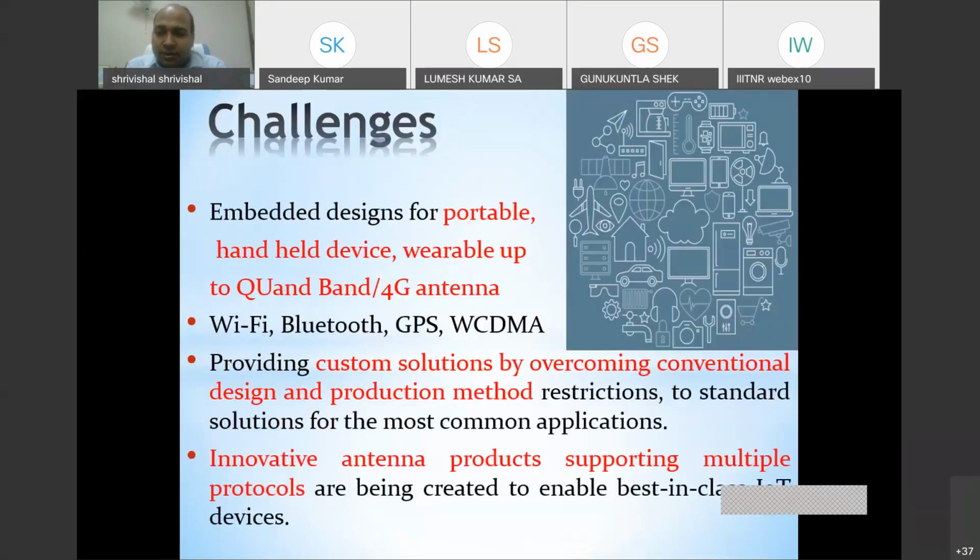When you are going to design an antenna system, these are a few of the challenges. What kind of application am I targeting? I'm looking at an embedded design system, or a handheld design system, or a wearable kind of antenna system, or a quad band antenna system for 4G mobile phones. I am looking at antennas for Wi-Fi, Bluetooth, GPS, WCDMA, so I'm looking for the customization of all different kinds of applications on one platform.